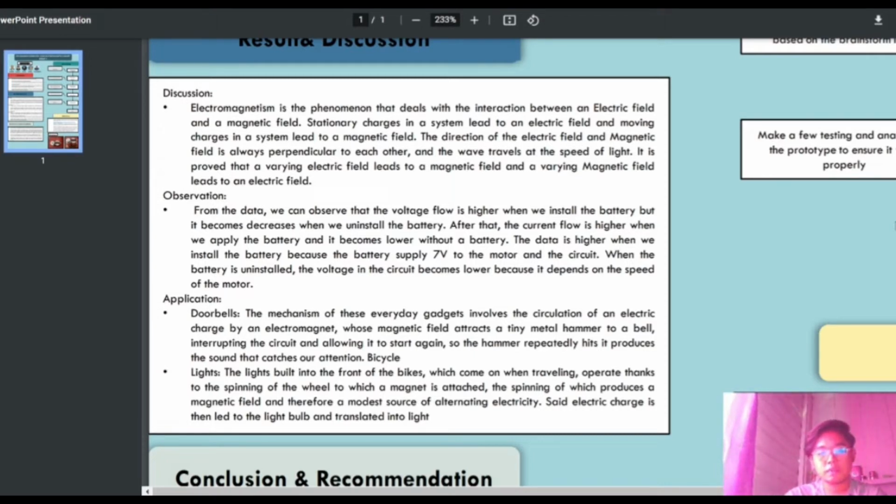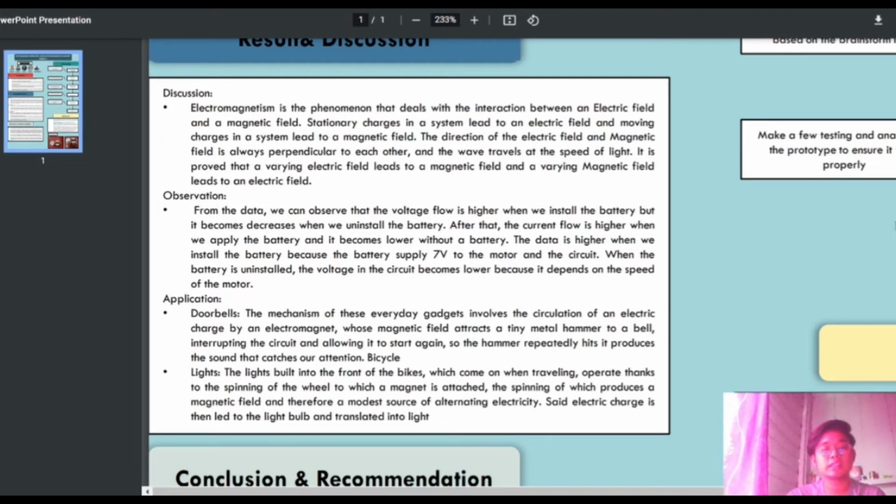Application. First, doorbells. The mechanism of these everyday gadgets involves the circulation of an electric charge by an electromagnet, whose magnetic field attracts a tiny metal hammer to a bell, interrupting the circuit and allowing it to start again. So the hammer repeatedly hits, it produces the sound and that catches our attention.